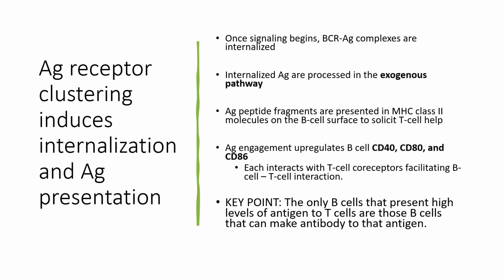Other things that are going to happen when this process begins, the B cell is also going to upregulate co-stimulatory molecules CD40, CD80, and CD86. Those are co-stimulatory molecules necessary for activating a T cell. We learned in the last chapter, and it was on the last test, CD28, CD80, 86, that was signal 2.